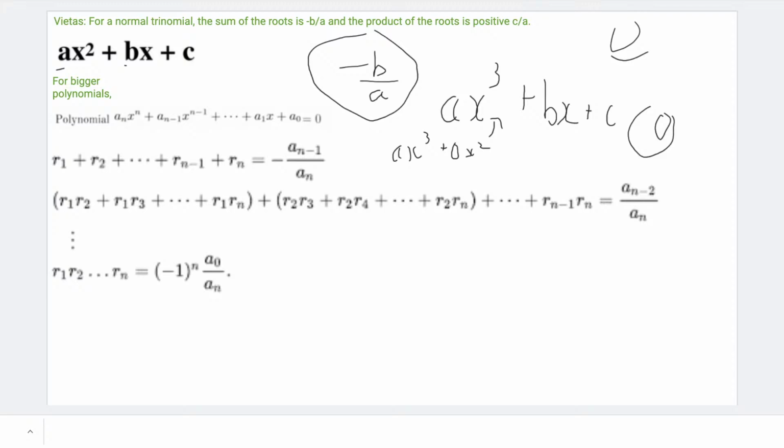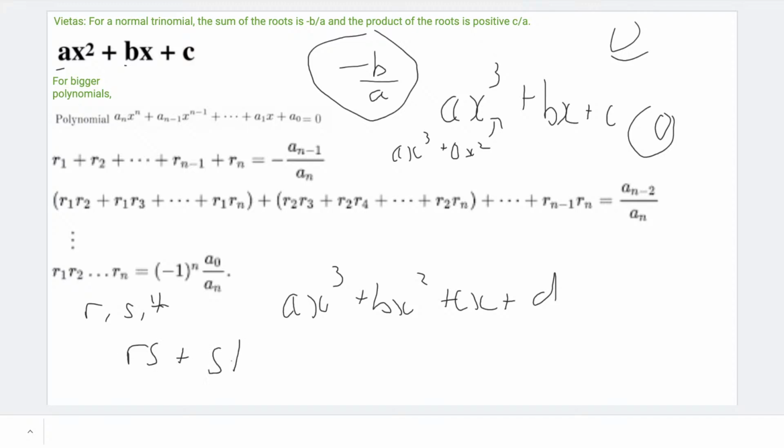So for a polynomial, pretend you have ax cubed plus bx squared plus cx plus d. So the sum of the roots will be negative b over a. Now pretend the roots are r, s, and t. Now if you want to find the pairwise sum, like rs plus st plus rt, then you look at the other coefficient, the second one in this case.